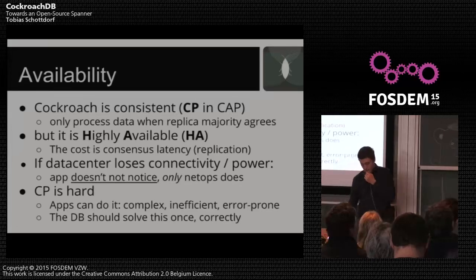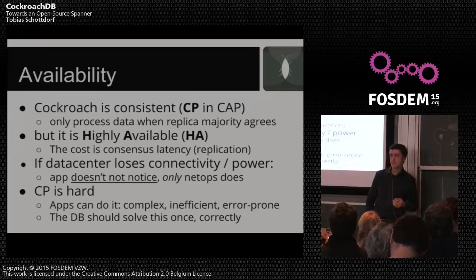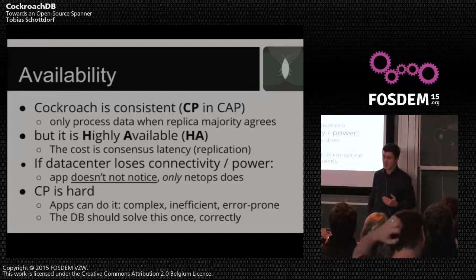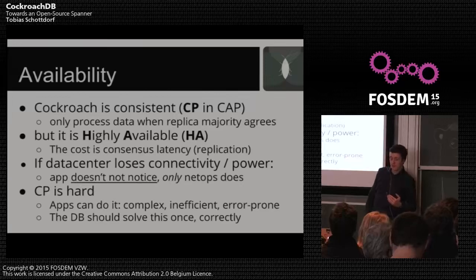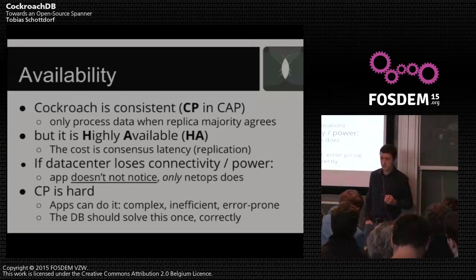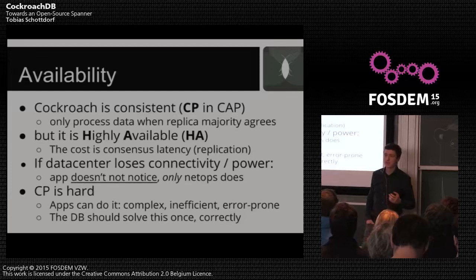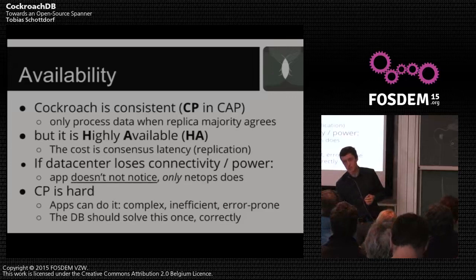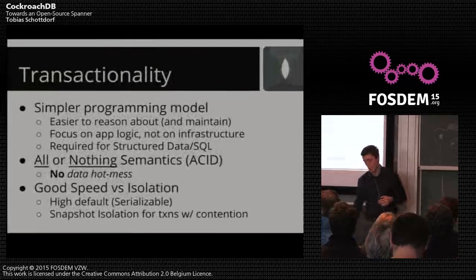And one word of caution here: building a CP system, so building a system that's consistent, is really difficult. I mean, distributed systems are always complicated and very prone to errors. And if you have to do something like that in your app yourself, it's very likely that you run into trouble and that there are subtle bugs. Think about it, it's kind of the same as trying to do your own encryption in your app. I mean, you can do it, and maybe it looks pretty good, but there's probably something that's wrong. So really, we think the database should take care of this completely.